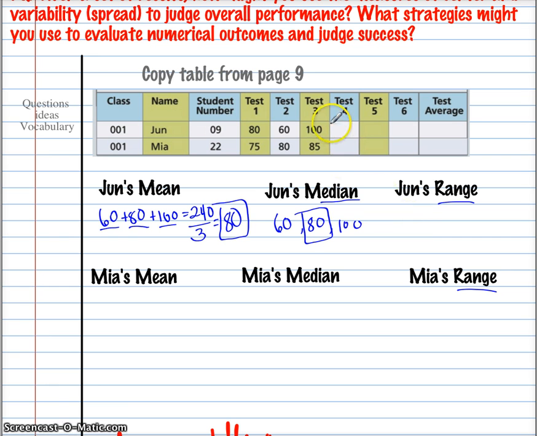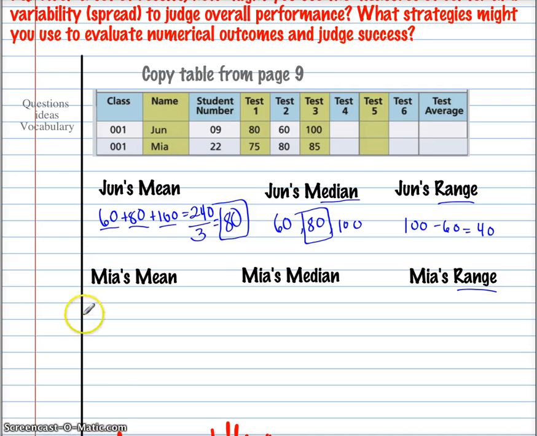To get the range, I'll have the big number minus the smallest number. Well, the smallest number isn't 80. The smallest number is 60. Biggest number minus the smallest number. 100 minus 60, we have a range of 40 points. So sometimes he does really, really well, sometimes not so well.